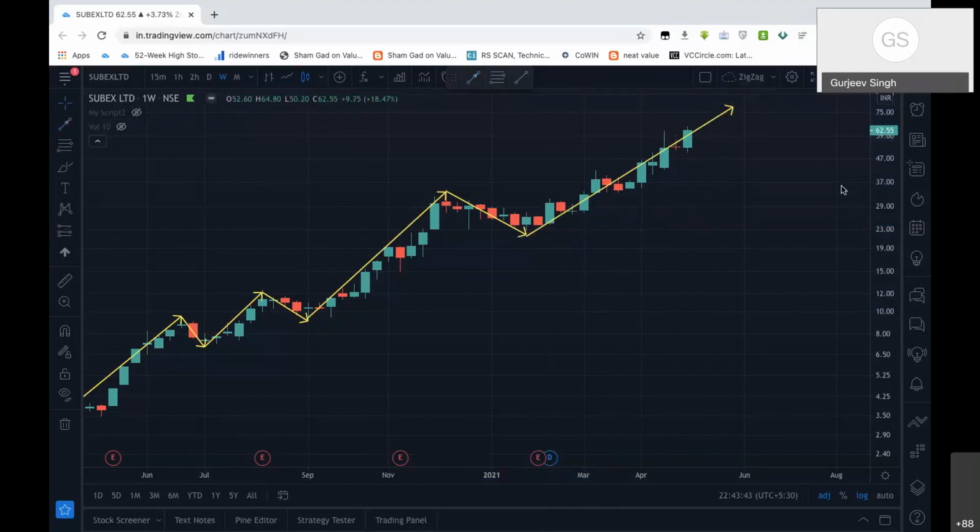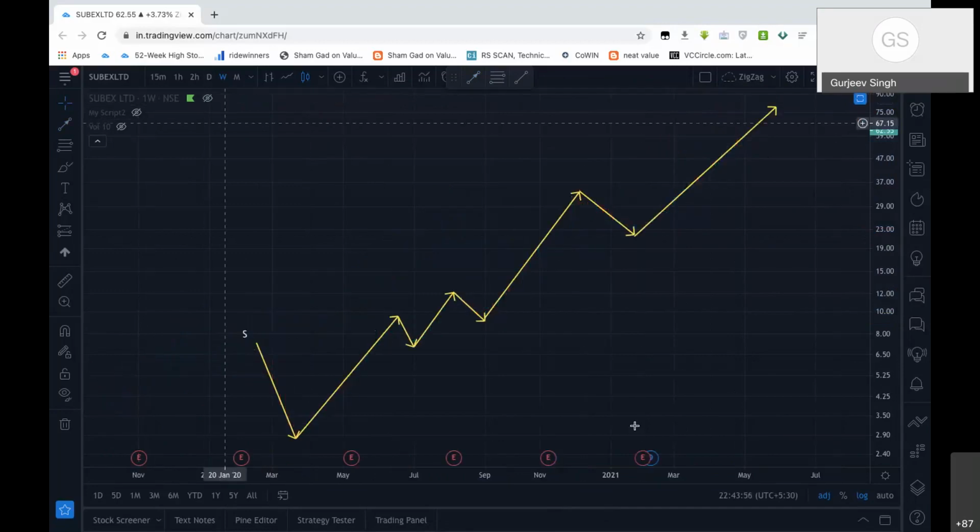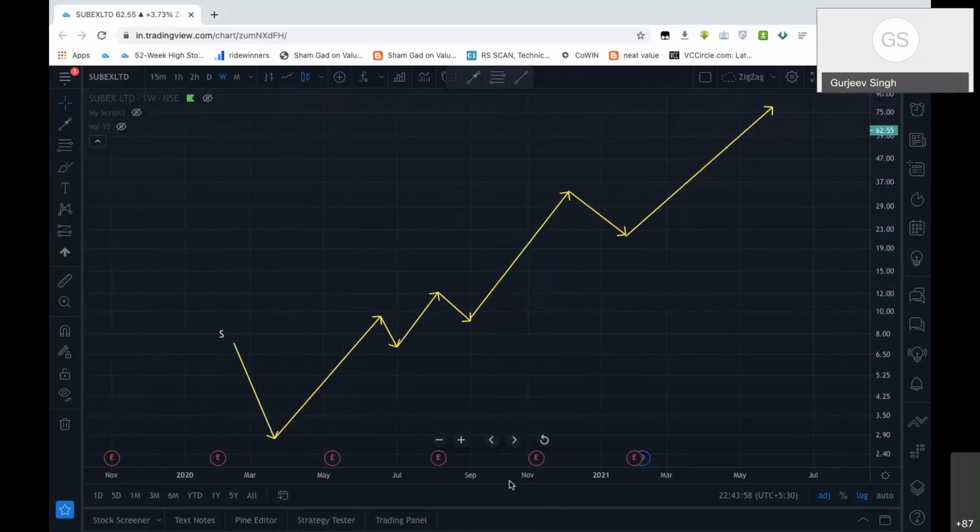Is what I drew okay? Please help Neeraj ji with this question. This is okay, here your price goes. And do I need to mark the higher highs or higher lows or what? Do you understand this? Do I need to mark? No, sir. Where is my trend?